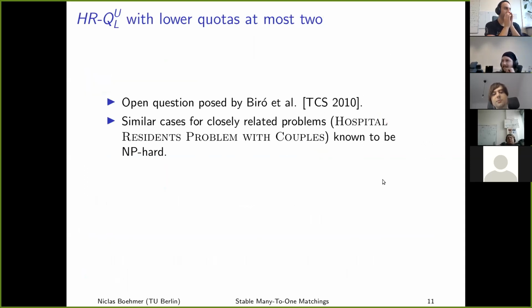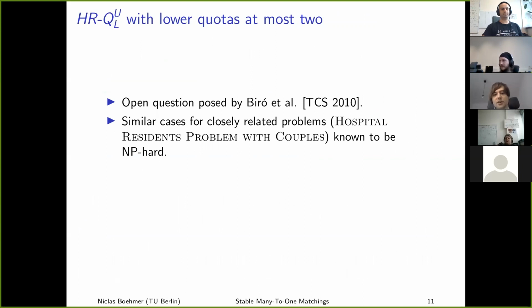The only thing I want to mention before wrapping up is why you may want to be interested in reading our paper to learn more about this polynomial time result for lower quota at most 2. This question was already posed as an open question by the authors initially introducing this problem, Biró and others. As said, for lower quota at most 3, they proved NP-hardness, but the case of lower quota at most 2 was open. And why this is particularly interesting is because similar cases for closely related problems, for example, the hospital residents problem with couples, are known to be NP-hard.